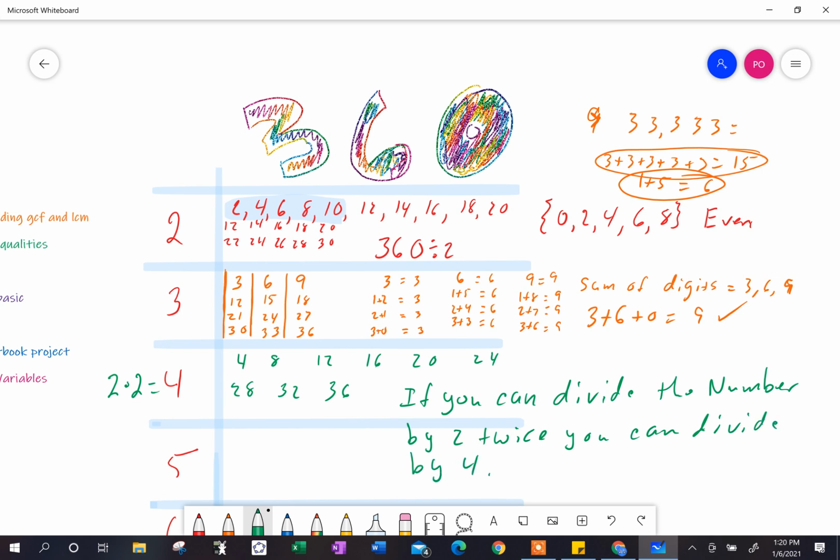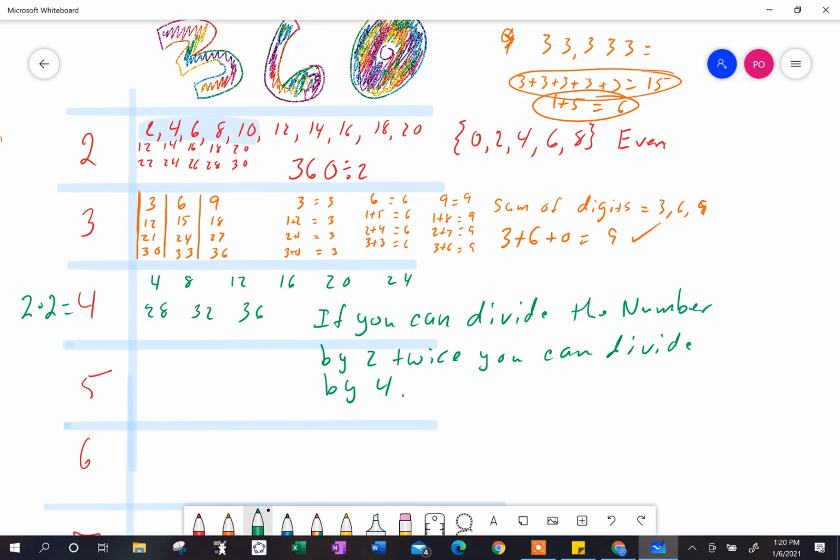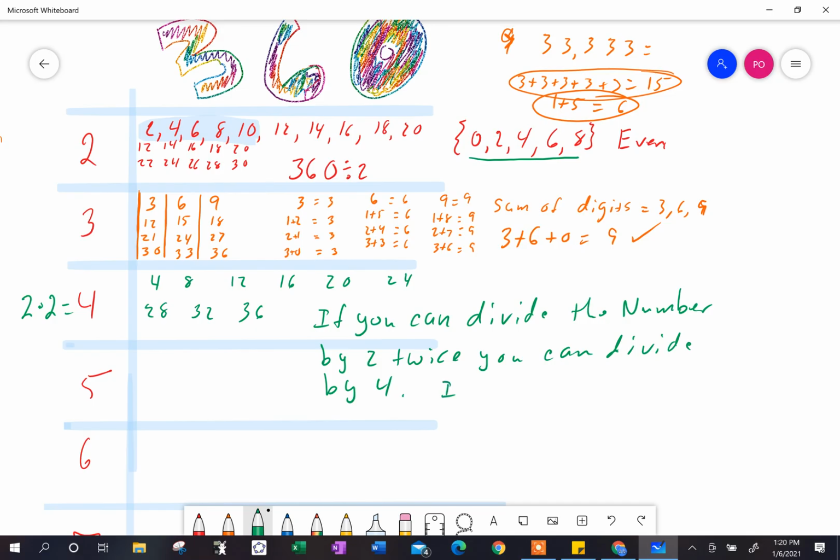And there's actually an easier way of doing it. The other thing you can do is, remember when we were looking at 2, we only had to look at the last digit. Here, if the last 2 digits can be cut in half twice, it's divisible by 4.